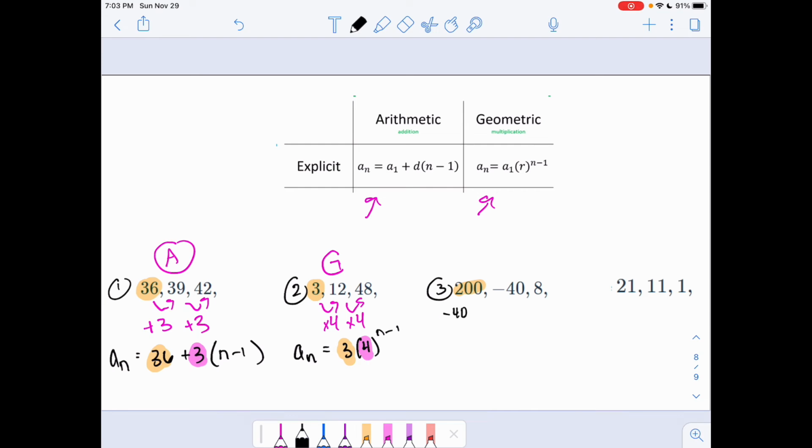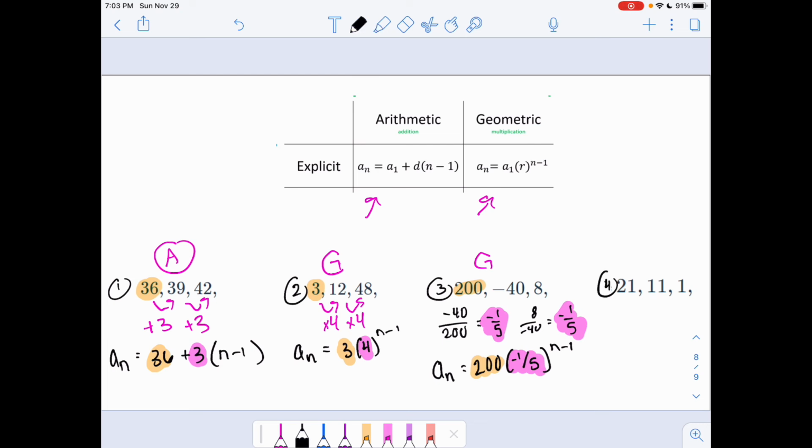Let's do negative 40 divided by 200. And see, I get negative 1/5. Now if I do 8 divided by negative 40, sweet, I get the same thing. So my pattern is multiply by negative 1/5. This is geometric. So I'm going to write my formula. A sub n equals 200 times negative 1/5 to the n minus 1 power. Here's my initial value, here's my pattern, my common ratio.